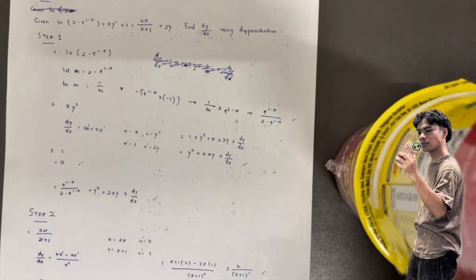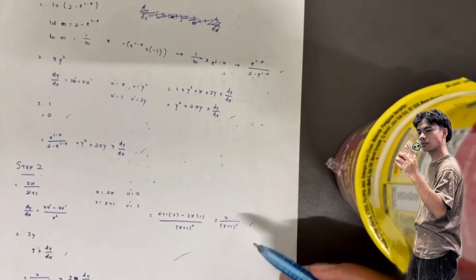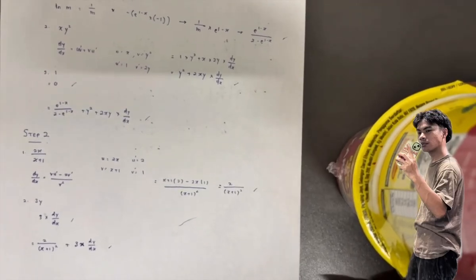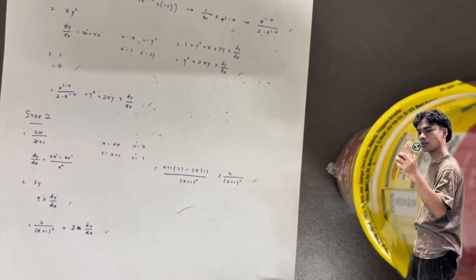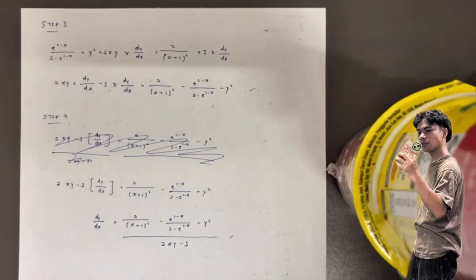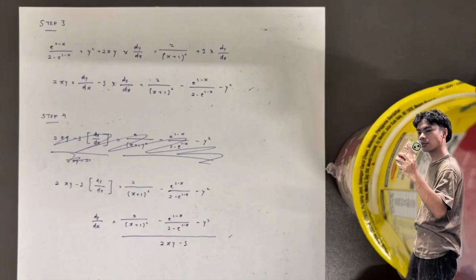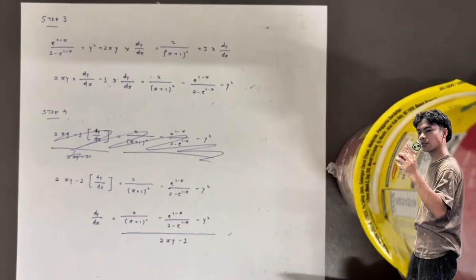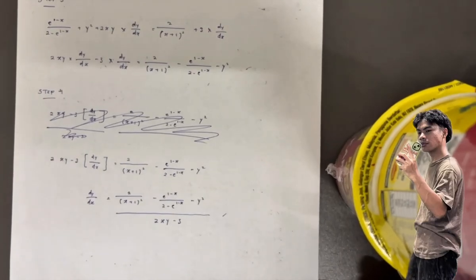On the right hand side, I use the quotient rule for 2x divided by x plus 1 and obtain this. Meanwhile, the derivative of y is this, and I combine all the answers to get this. Next, I collect all terms containing dy dx on one side and move the remaining terms to the other side. Therefore, the final answer for dy dx is this.